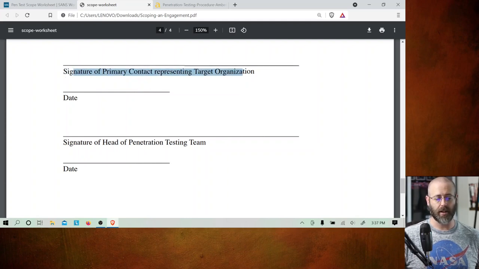Right. Signature of primary contact representing, and then signed in date. And then the pentester lead, or the lead pentester that's going to be running the team for the engagement, which might be just one person. It might be two people. It might be 10 people. You never know. Right. Put all that business on there. Everybody's happy. Paperwork is complete. We're off to the races.